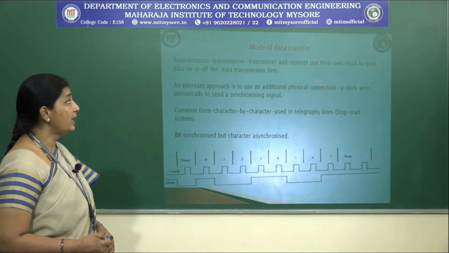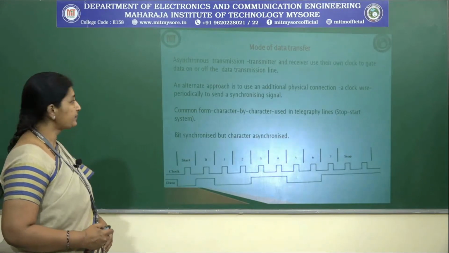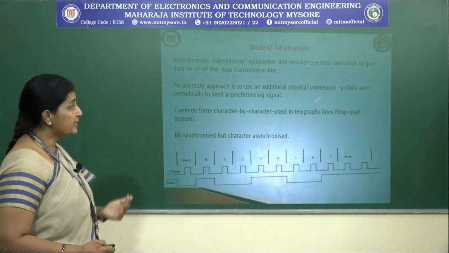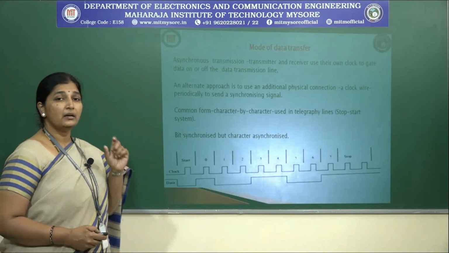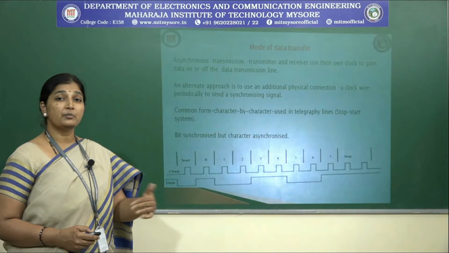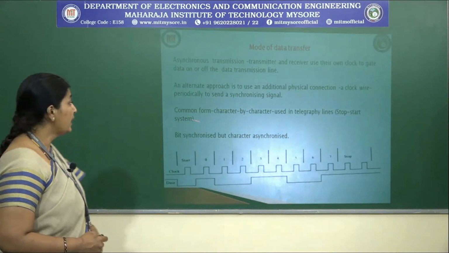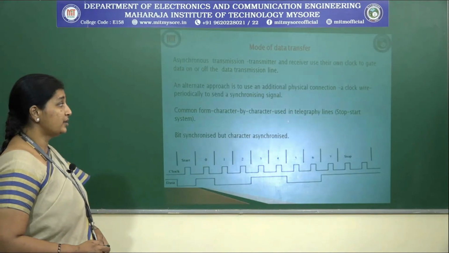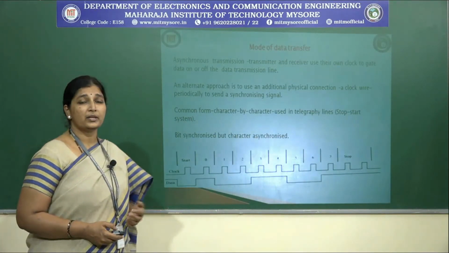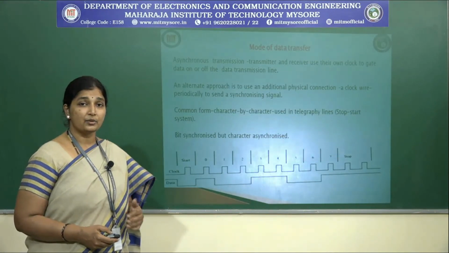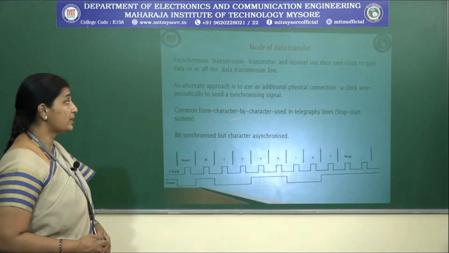So asynchronous transmission is nothing but their own clock pulses, and with those clock pulses they are going to send the information onto the transmission line. Okay, an alternate approach is to use an additional physical connection, a clock wire, to periodically send a synchronizing signal, which means that you are sending a periodic signal to check whether the information which is being sent is received or not. It is a sync pulse between the transmission and the reception. Okay. A common form, character by character, is used in telemetry or telegraphic code, which has a stop and start system. In telegraphic code, we all know Morse code, wherein you have dots and dashes. So it is read character by character. Okay, so that has a stop and start type of system. So that becomes character by character.